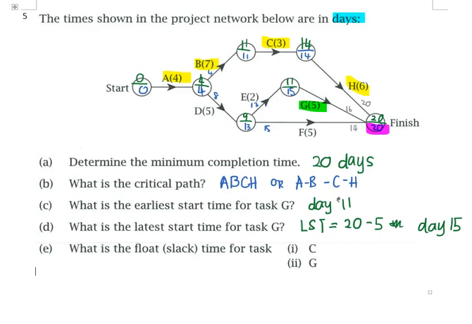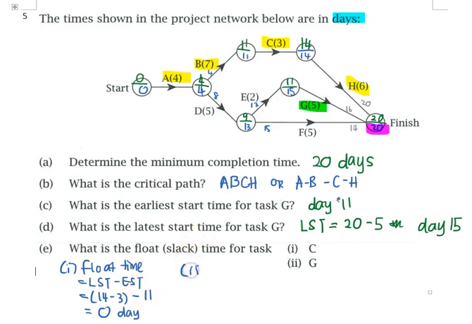So for E, let's look at E. What is the float or slack time for tasks C and G? So let's look at C. That means how much time you can delay C. C is over here. To find the float time for C, you use the LST minus the EST value. So the LST for task C is 14 minus 3, after that minus the EST over here, which is 11. So you get a float time of 0 days. That means you cannot delay anymore.